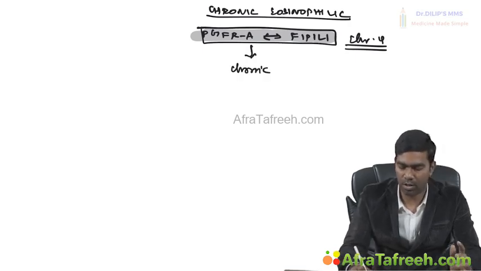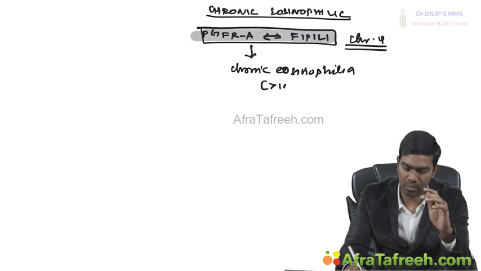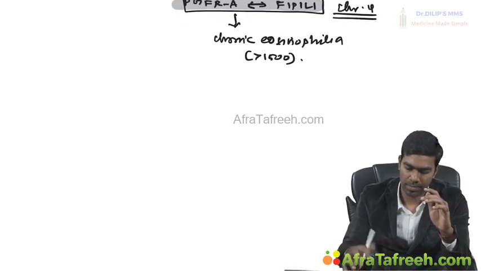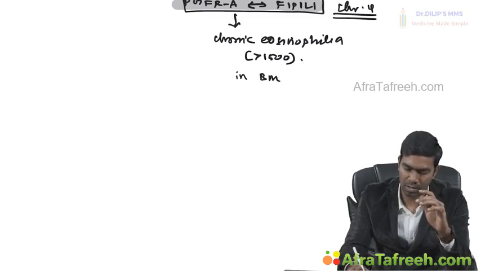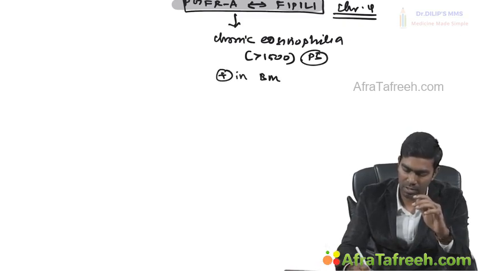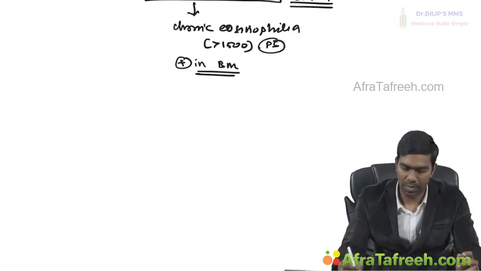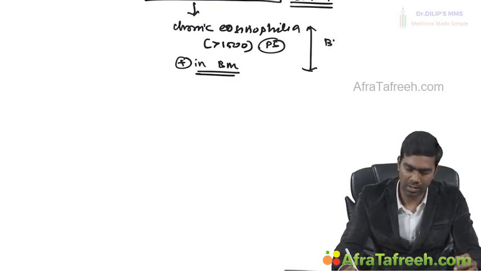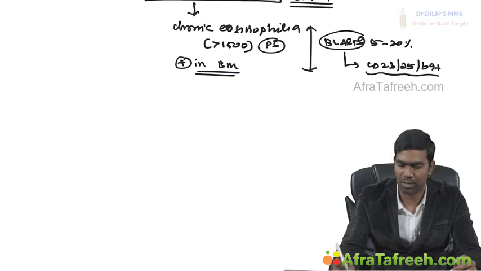So this will result in something called chronic eosinophilia, and there will be severe eosinophilia, more than 1500, which will be seen in the bone marrow as well as the peripheral smear. More than 1500 in the peripheral smear, plus you will see this eosinophilia in the bone marrow also. Clear? So typically blasts may be seen, but they will be very few. Blasts may be seen here, typically in the range of 5 to 20%, and these blasts are typically CD23, CD25 and CD69 positive. Very important again.